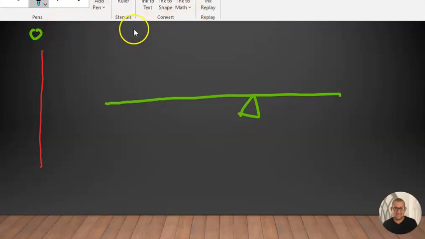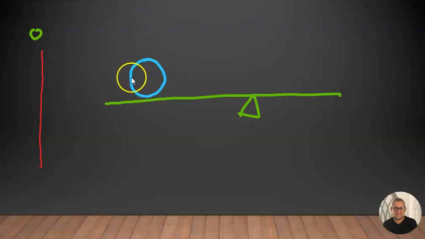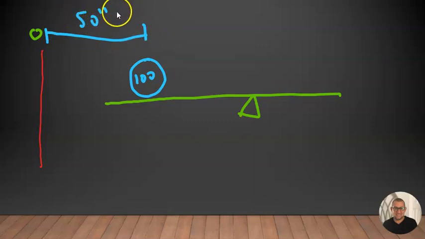Let's go to position 50. Let's say position 50 is here somewhere, and we're going to have a 100-pound ball. That's position 50. So from here to here, that's 50 inches. And notice it's positive because the datum is 0. Everything to the right is going to be positive.